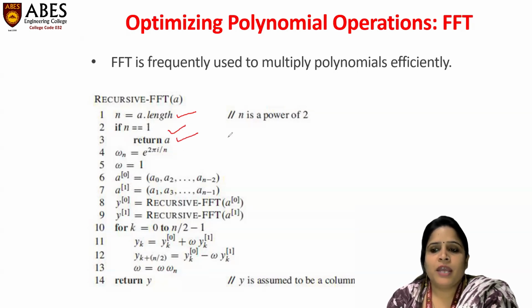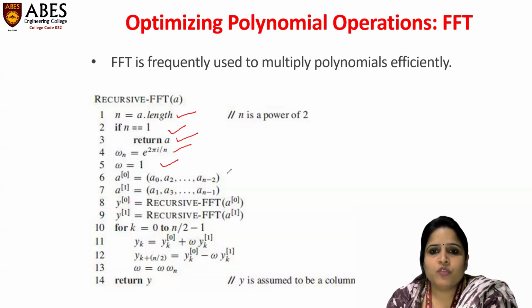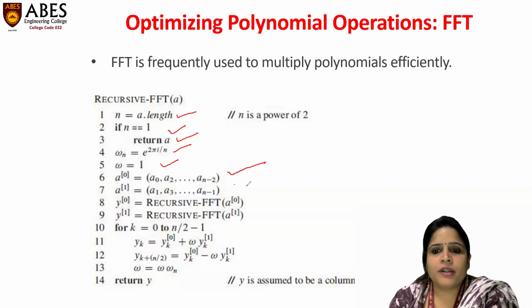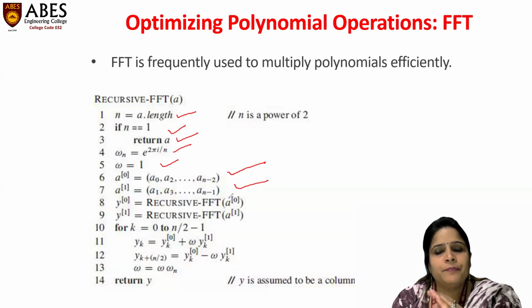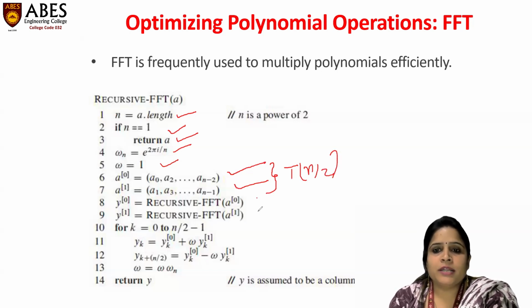Otherwise, if n is a power of 2, then first we'll compute the value of omega n, e raised to the power 2 pi i by n. Then we'll initialize omega equal to 1. Now we'll divide. Step number 1 of the divide and conquer approach: we'll divide our problem into A even, the even index terms, and the second set is the odd index terms. So basically we divide our problem into two parts, an even index term part and an odd index term part. The size of each subset is n by 2, right?